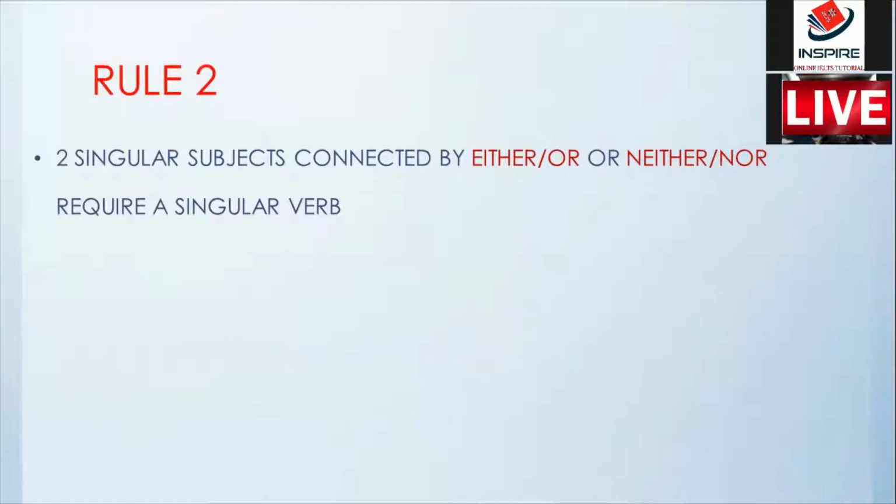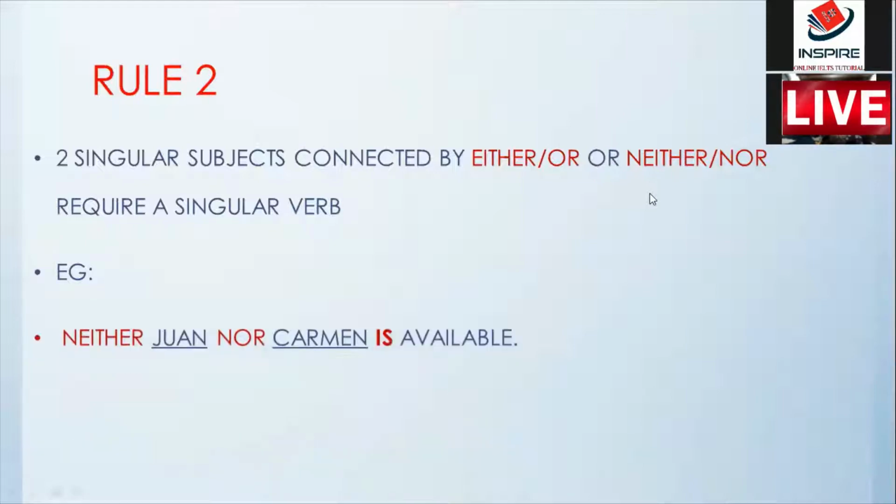So what can be the second rule? The second rule is, when two singular subjects are connected by either or, neither nor, it will require a singular verb. Let's see one example. Neither Joanne nor Carmen is available. You can see Joanne and Carmen are the singular subjects and they are connected using neither nor.